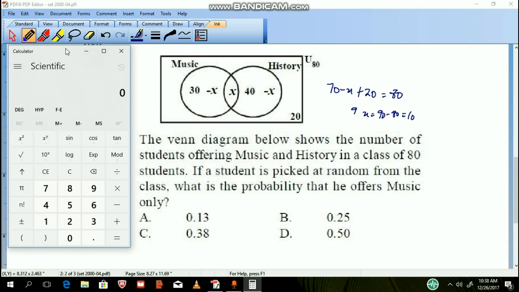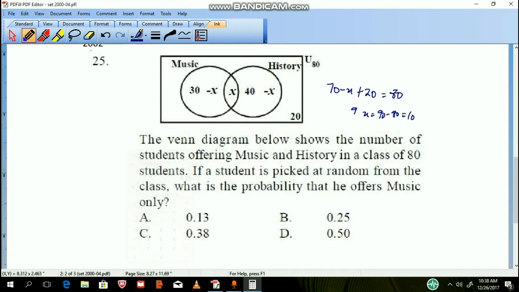So we have 20 divided by 80. 20 is music only, divided by the total. The total is 80. And that will be equal to 0.25. So we have 0.25, which is option B. So that's for that.